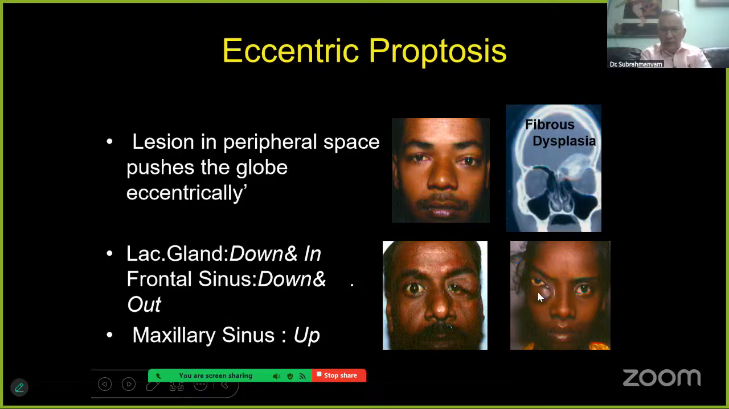Here the eyeball is pushed up. There's a peripheral surgical space lesion. Usually maxillary sinus tumors will involve the peripheral surgical space and push the globe. But this case is a cavernous hemangioma in the peripheral surgical space, which is pushing the globe up.